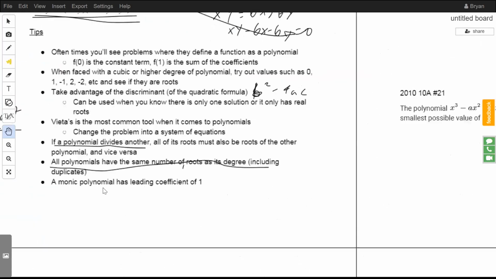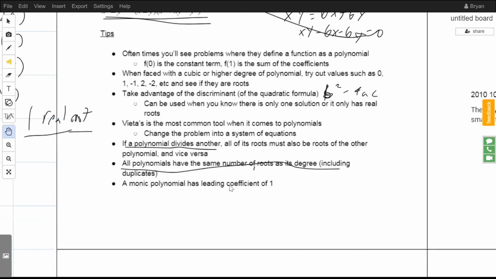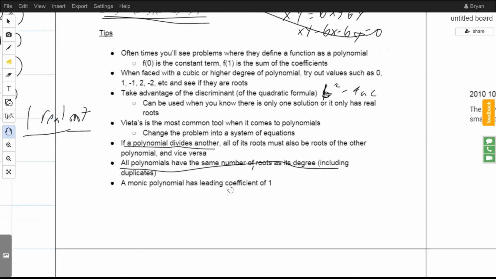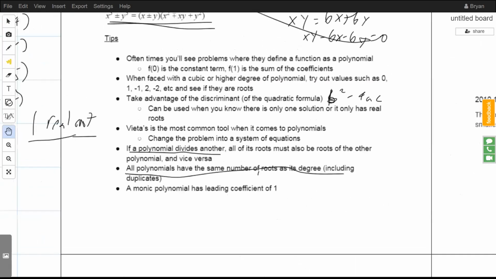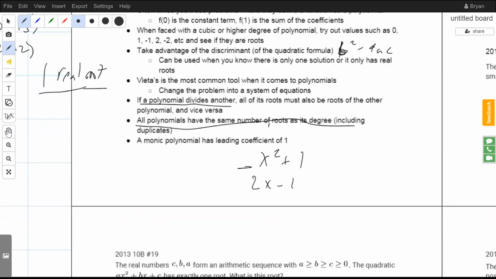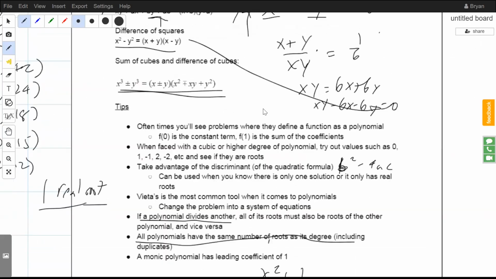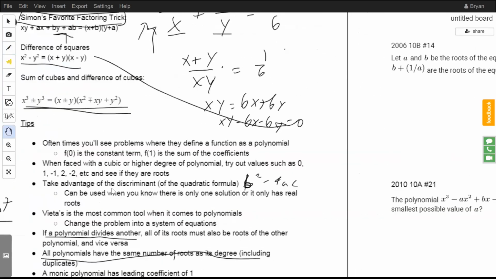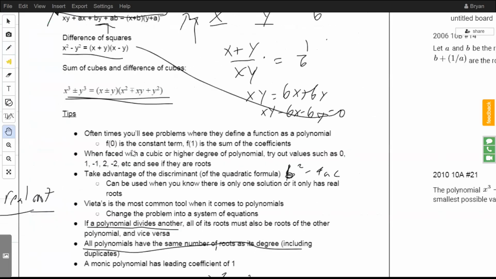And this is just terminology. A monic polynomial is one with a leading coefficient of 1. For example, x squared plus 1 is monic, 2x minus 1 is not monic. The leading coefficient is just the coefficient of the term with the largest degree. So I think that's all my notes for this, at least. We can just start with the problems.